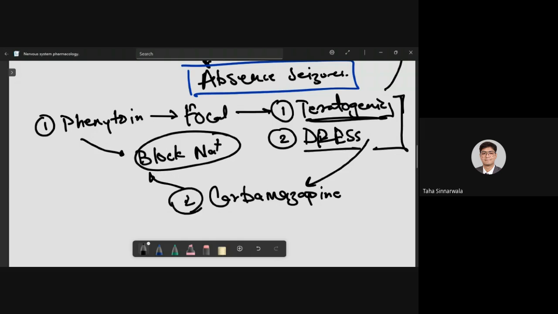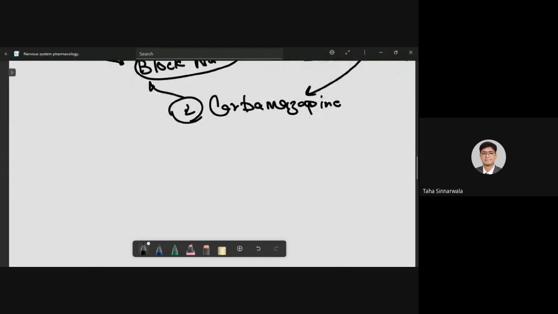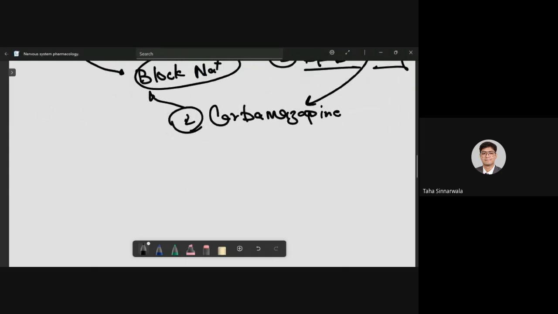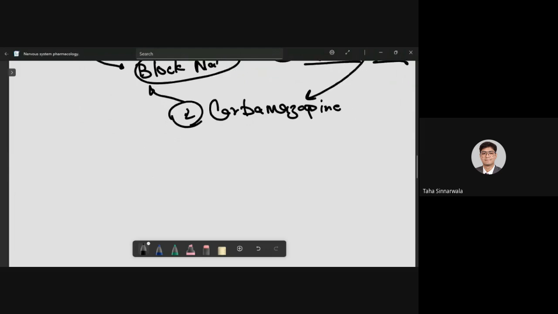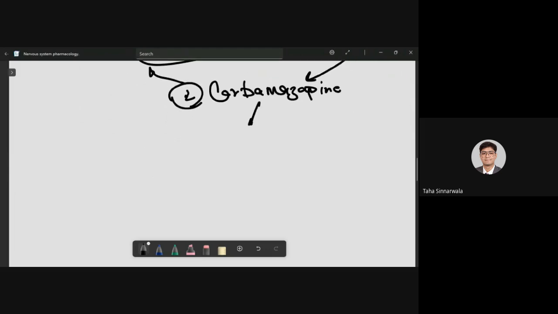So now you might be thinking, okay, both of these have pretty much the same side effects, pretty much the same mechanism of action. So how can we differentiate between these? For that, you need to remember two side effects which are specifically associated with carbamazepine. The first one is actually agranulocytosis.